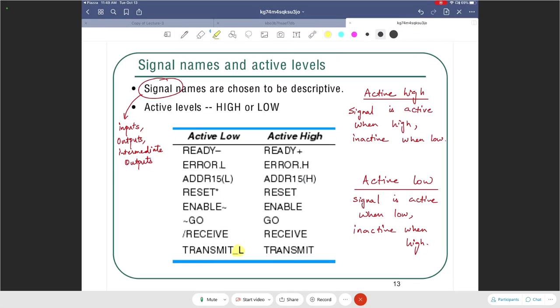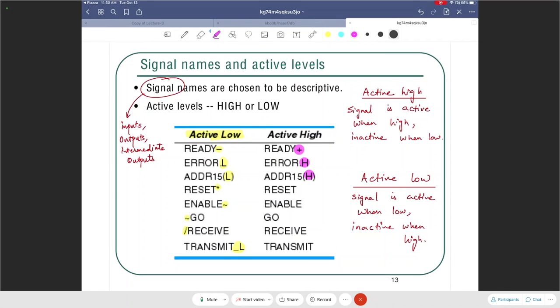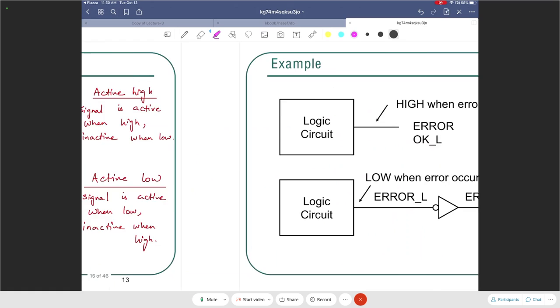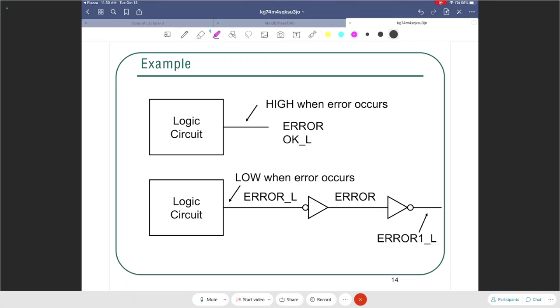There are others as well. For example, a slash sign at the front, a tilde sign at the front, tilde sign at the end, an asterisk, parentheses L, dot L, a minus sign. All those are going to suggest that it is an active low signal. On the other hand, we have active high for plus, dot H, parentheses H, absence of asterisk, tilde, slash, and underscore L. So all those names are associated with active high. The moment you see the name on a schematic, for example, error underscore L, then you would know that error signal is an active low signal, and when it becomes low, that's when you know an error has occurred.